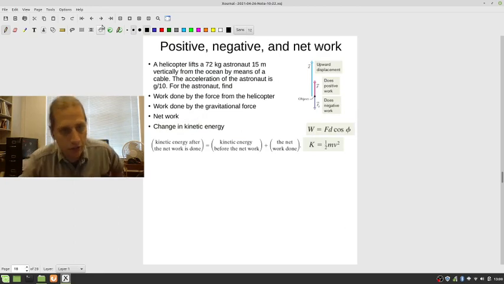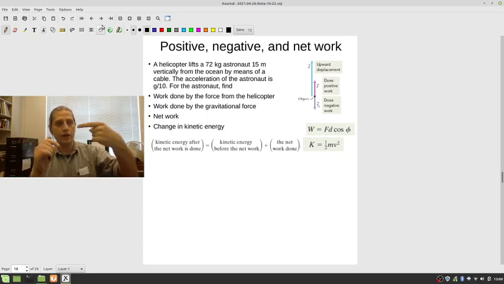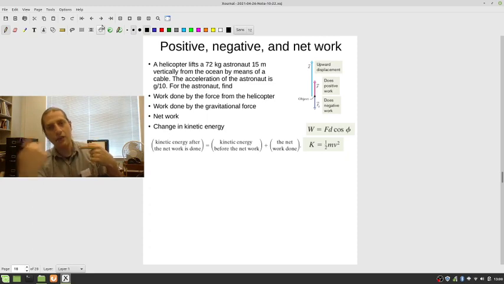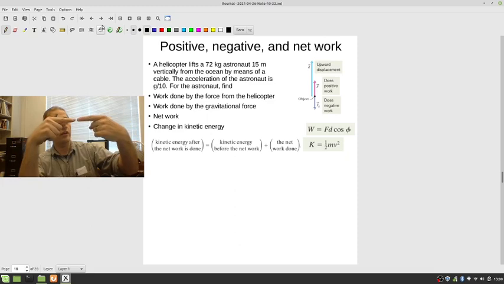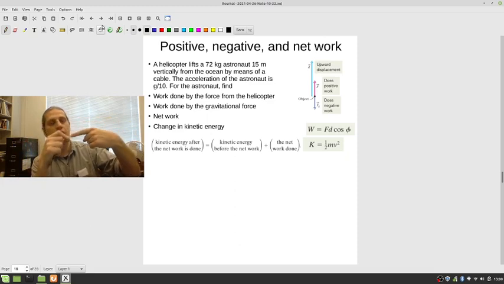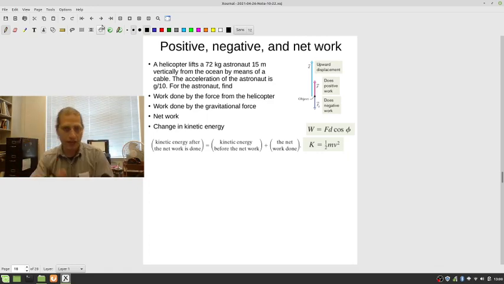And then the last thing to realize about doing work on an object: if an object is going this way and you push on it in the same way, it will cause it to get faster, so that's positive work. If you have an object going this way and I push on it the other way, that will cause the object to get slower, that's negative work. And the net work just has to do with the total change in the kinetic energy. So if you start out with one kinetic energy and end with a different kinetic energy, taking the difference in those tells you how much work has been done on your system.